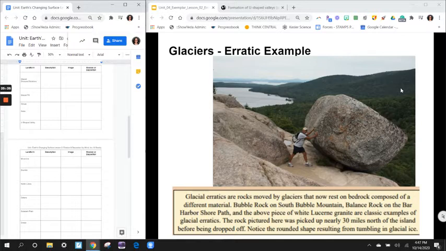Here's an example of a drumlin. Going back to our Time for Geography example to explain these drumlins to you.